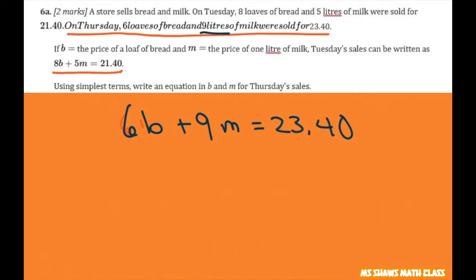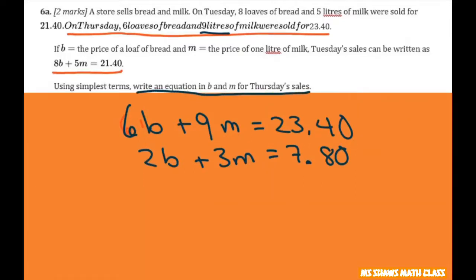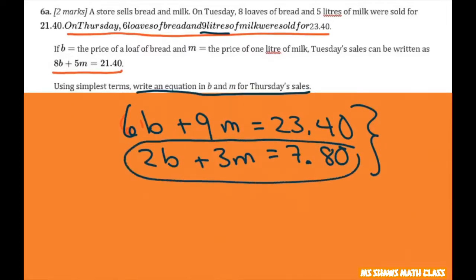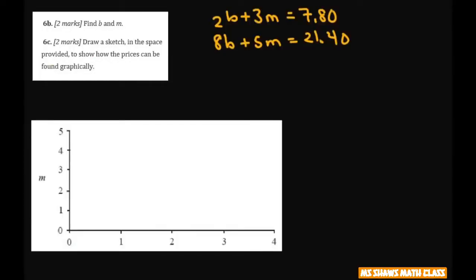So that can be reduced to, if you divide everything by 3, this can be reduced to 2B plus 3M equals $7.80. All right. So we're going to write an equation in terms of B and M for Thursday's sale, and it would be simpler to use this equation. Now, it said find B and M.